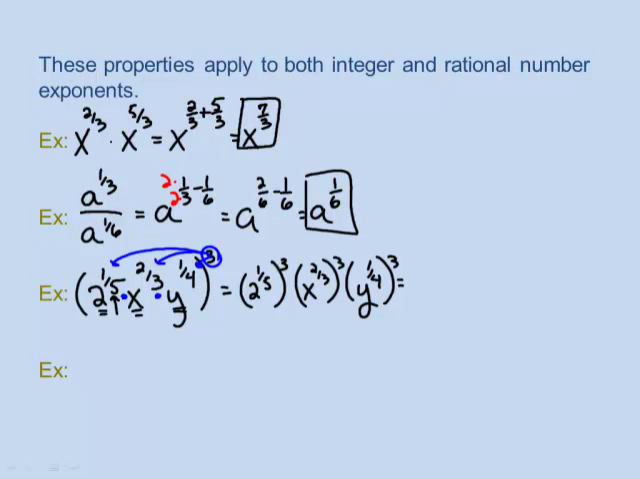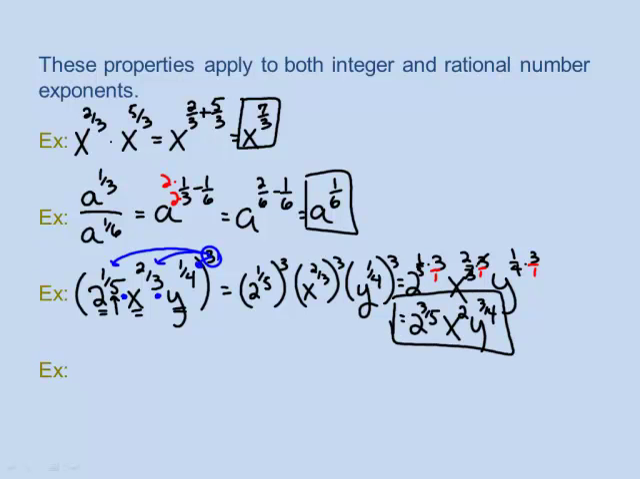Okay, powers to powers multiply. So now we have 2 to the 1/5 times 3, x to the 2/3 times 3, y to the 1/4 times 3. Since this is fraction work, you know those 3's are all up in the numerator. So now we have here 2 to the 1/5 times 3 is 3/5. X to the 2/3 times 3, notice our 3's cross cancel, so we're left with x squared. And y to the 1/4 times 3 over 1 is y to the 3/4 power. And that would be our final answer. 2 to the 3/5 x squared, y to the 3/4.